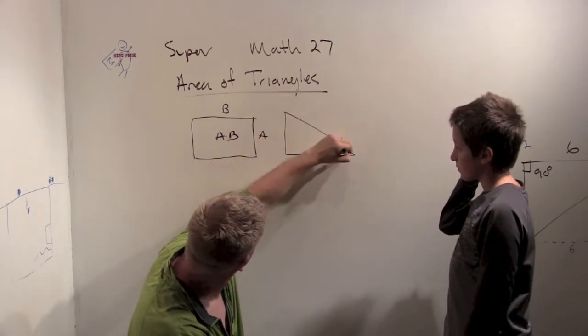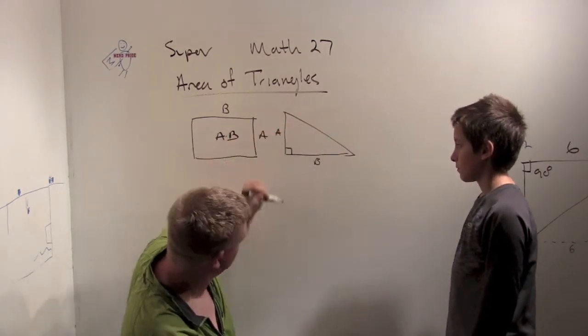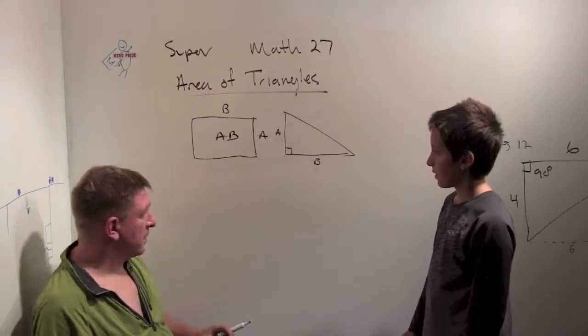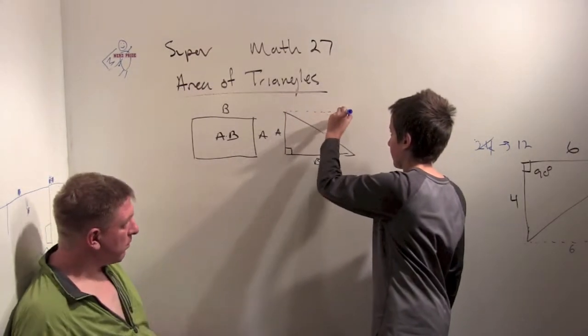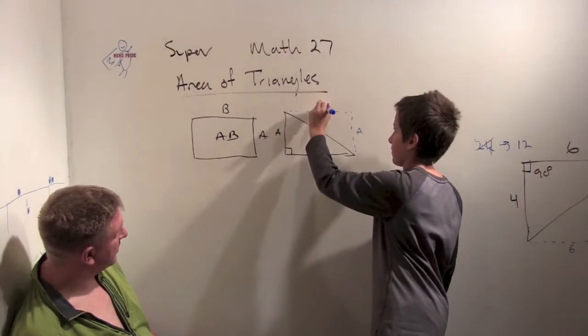We also talked about right triangles. It's still on the board behind you. In a right triangle, if it was A high and B long, and this was a 90-degree angle, the area is half of A times B. How come? Because this is half of a full rectangle.